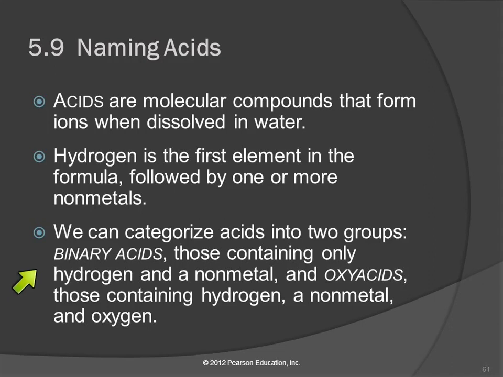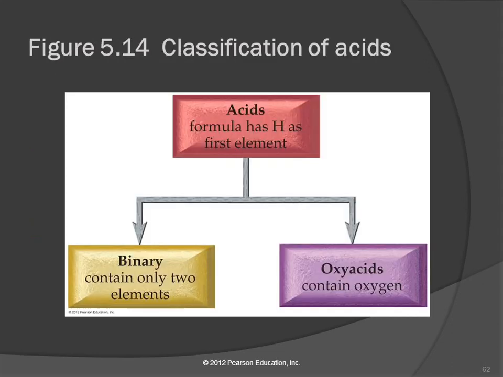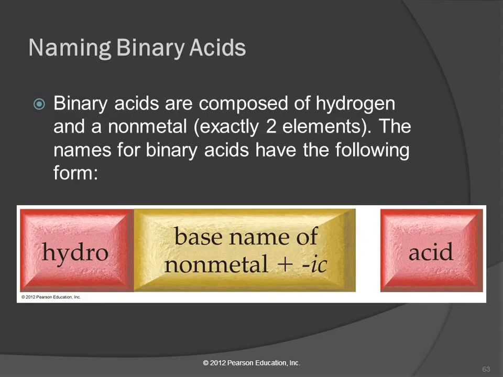We can group the acids into two categories, binary acids and oxyacids. Oxyacids have oxygen, and the binary acids do not. There's a flowchart, very, very small flowchart. So the binary acids are going to follow this pattern. They're going to use a prefix hydro and take the base name of that nonmetal and change the ending to ic, and then we're going to toss the word acid on the end. All acid names have acid as the second word in the name, so that makes them really easy to identify.